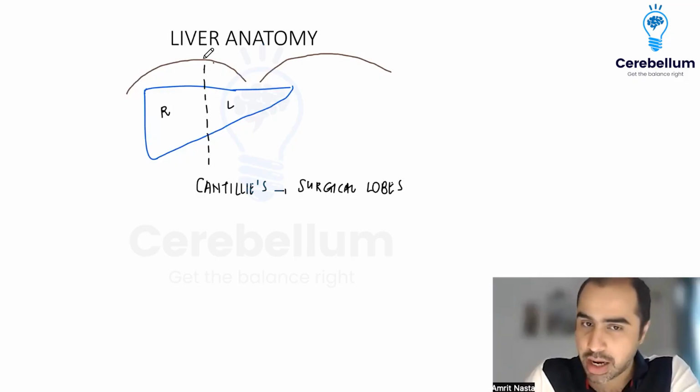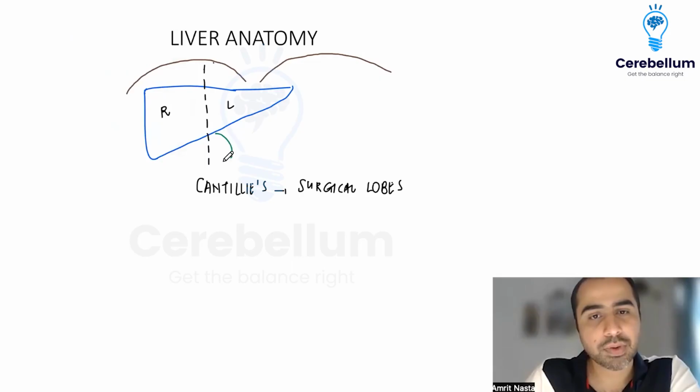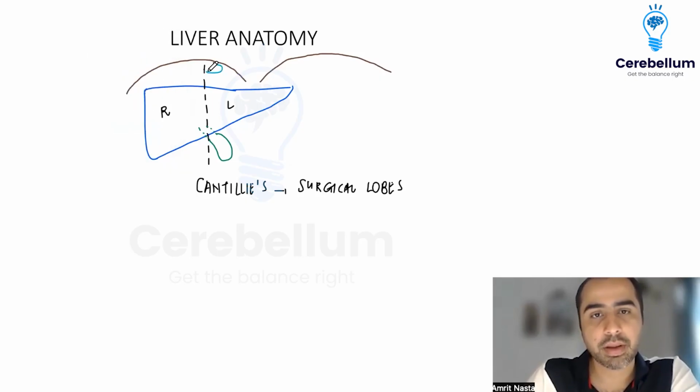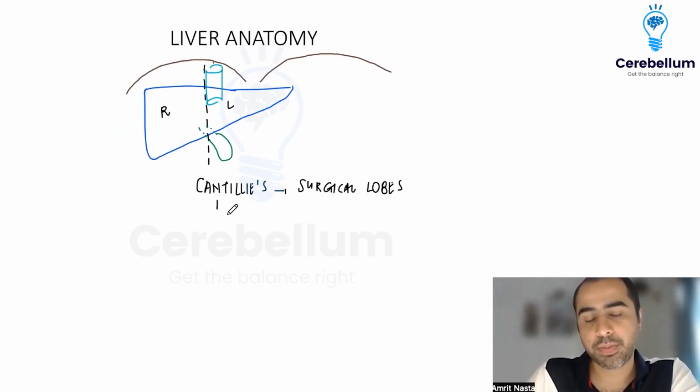So this line passes through two structures. One structure, of course, is your gallbladder, which lies somewhere like this, and the other structure is something behind the liver, that is the IVC. So the line passes through the IVC, the gallbladder fossa, and there is one more structure I am not showing in the image, that is the middle hepatic vein. That is the location of the line.